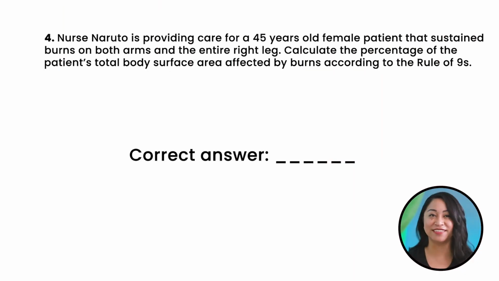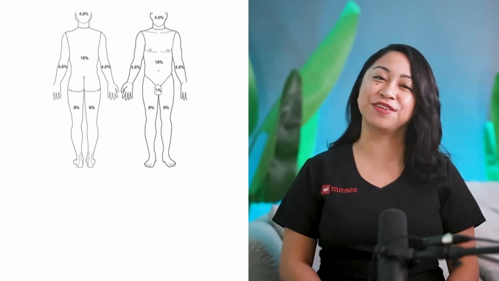Nurse Naruto is providing care for a 45 years old female patient that sustained burns on both arms and the entire right leg. Calculate the percentage of the patient's total body surface area affected by burns according to the rule of nines. Fill in the blank. And the correct answer is 36%. So let's go over the rationale.